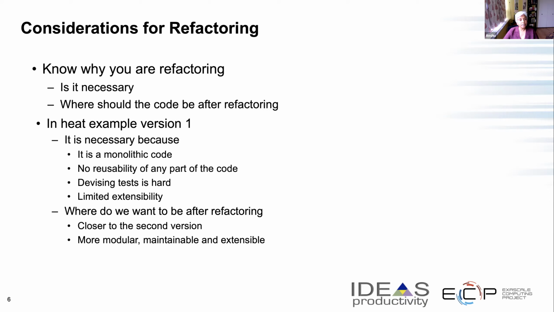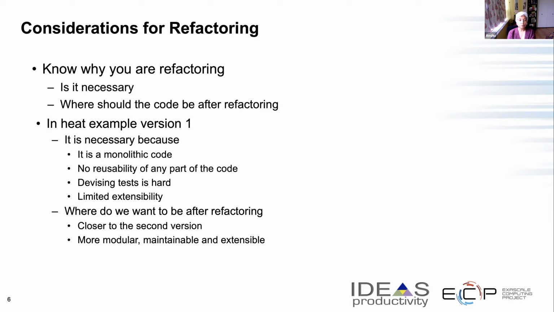So in the heat example, it is necessary because it's a monolithic code. There is no reusability in any part of the code. Devising tests for this is difficult because any time you run it, the whole code runs. So there's no question of being able to do any sort of unit testing. And you have very limited extensibility.